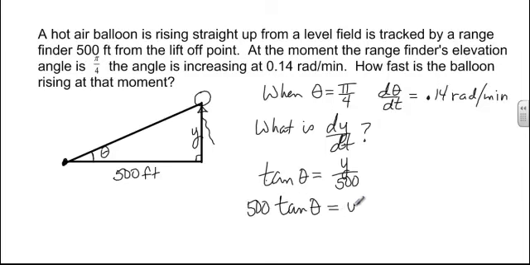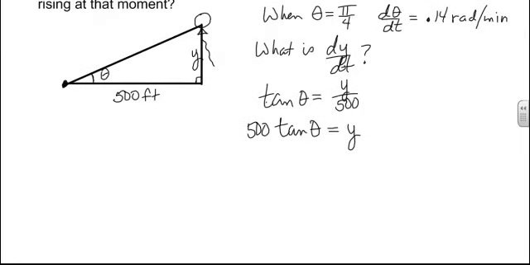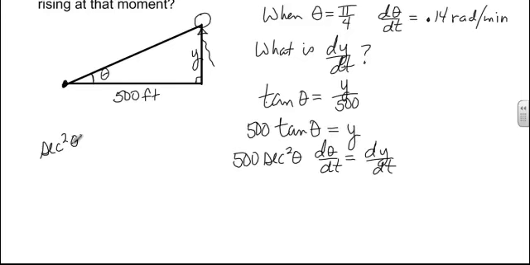Taking a derivative of that then with respect to time, we'll have 500 times secant squared theta times the derivative of theta with respect to t is equal to the derivative of y with respect to t. Now, secant squared is the same thing as 1 over cosine squared. So I can change this to 500 divided by cosine squared of the angle pi over 4 times 0.14 equals dy over dt.